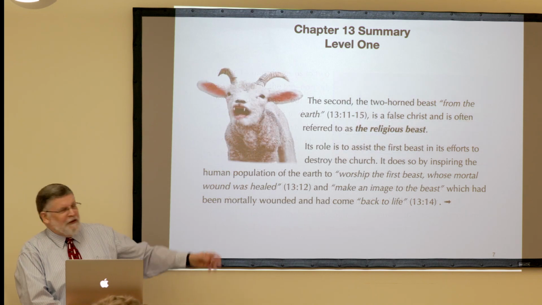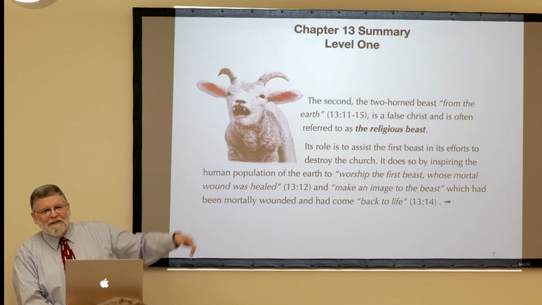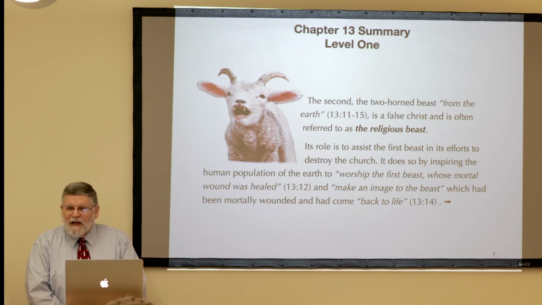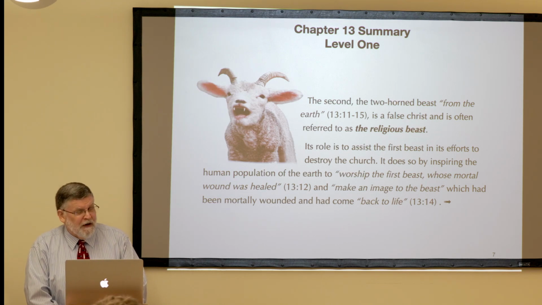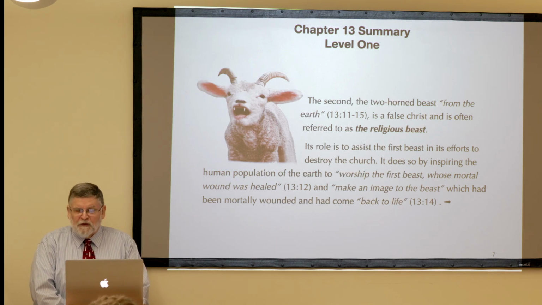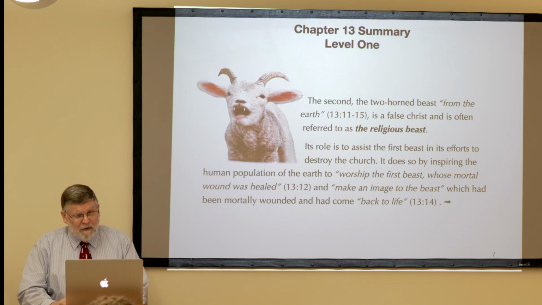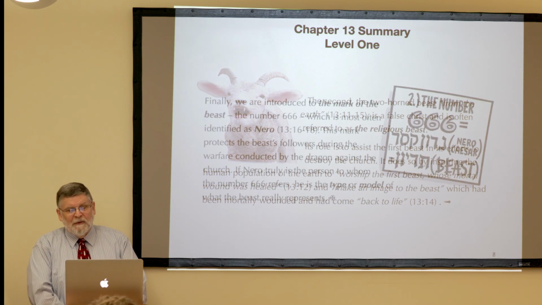Beast number 2, doesn't he look cute? I like this one. I found this one. Beast number 2 has a 2-horned beast, so this picture got it right, from the earth. It is a false Christ and often referred to as the religious beast. Its role is to assist the first beast in its efforts to destroy the church. It does so by inspiring the human population of the earth to worship the first beast, whose mortal wound was healed, and make an image to the beast, which had been mortally wounded and had come back to life. We're going deeper in all that stuff. This is just your level 1 thing.